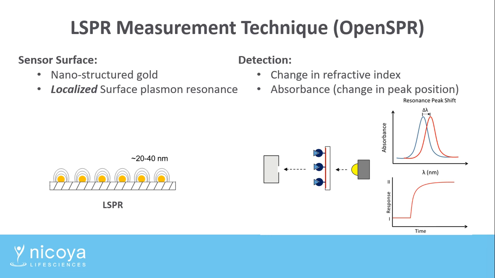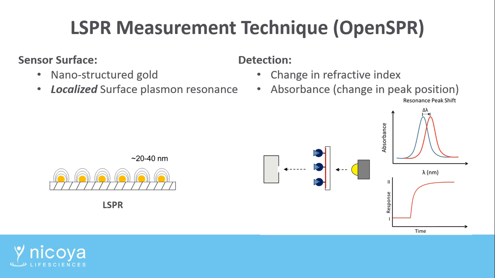We take an LED light source, shine it directly through the sensor chip, and right into the optical detector. We are no longer using the complex reflectance angle detection technique of traditional SPR instruments. Now, the property of our sensor that we are going to be monitoring is called the absorbance or resonance peak.